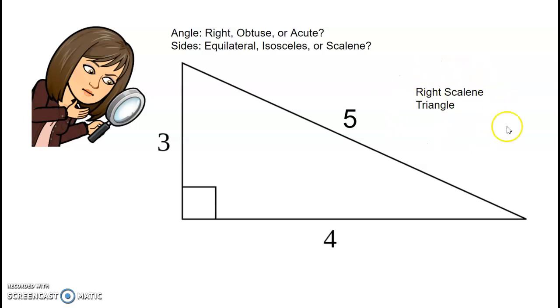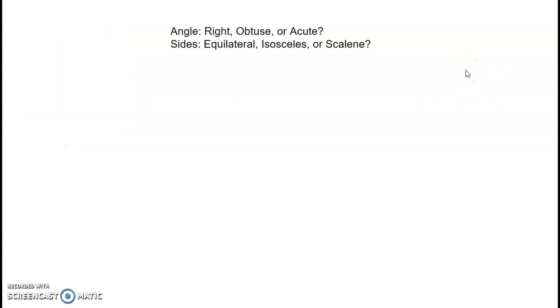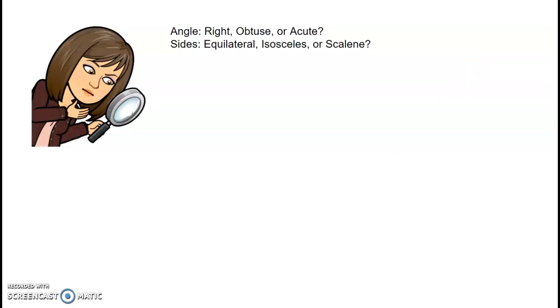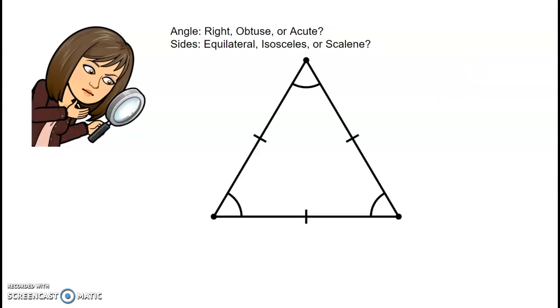Go ahead and write that next to your triangle. Okay, and your next triangle. Go ahead and draw this. Draw it with the tick marks and with the angles. Again, you can pause it until you have it drawn and then come back to the video.